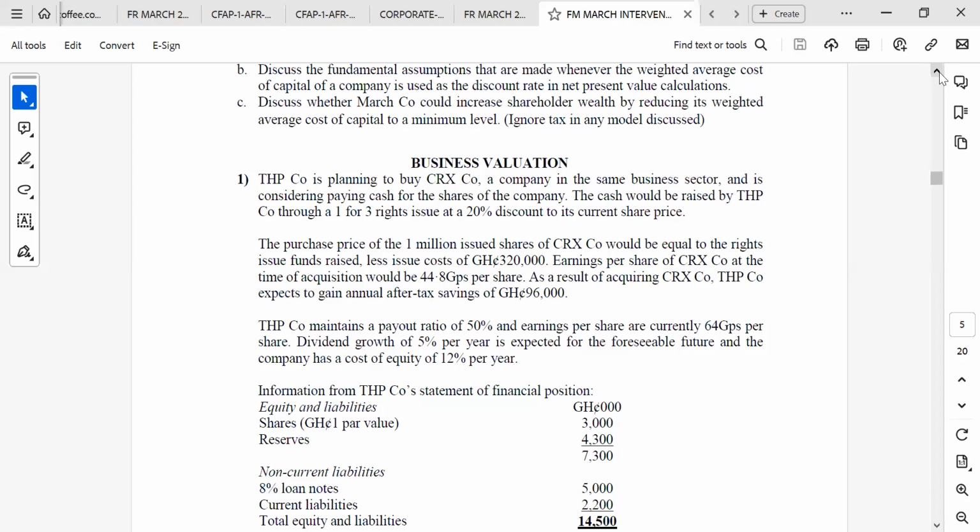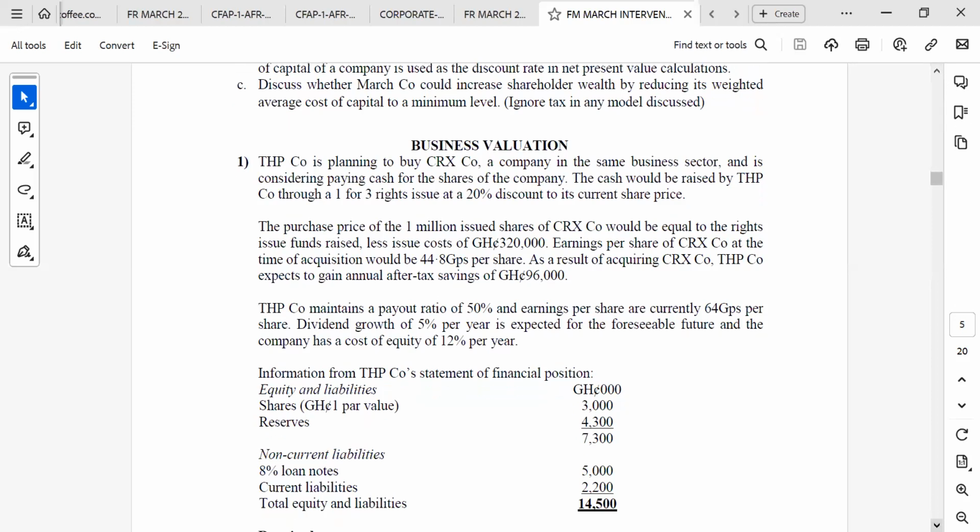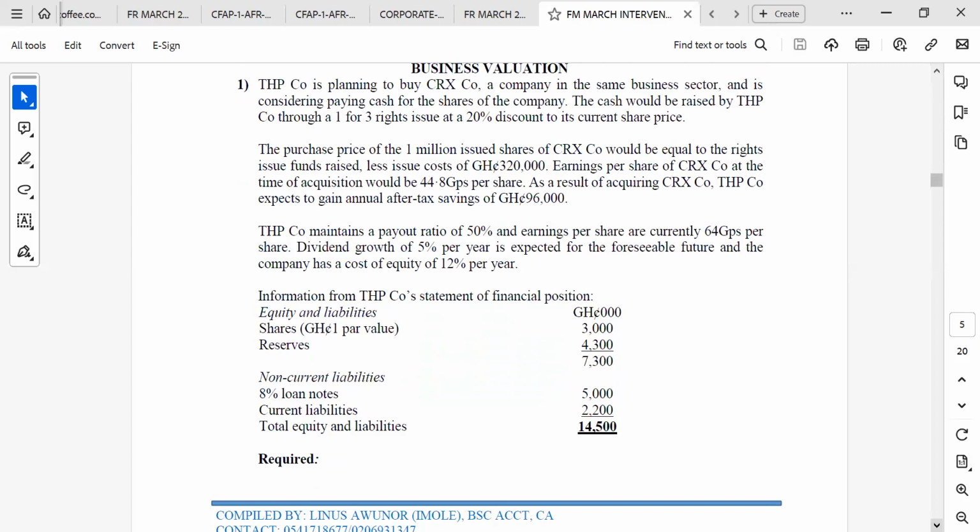CRX Co will be equal to the rights issue funds raised less issue costs of 320 Ghana cedis. Earnings per share of CRX Co at the time of acquisition will be 44.8 pesos per share. As a result of acquiring CRX, the company is expected to gain annual tax savings of 96,000. The company maintains a payout ratio and earnings per share are currently 64 pesos.